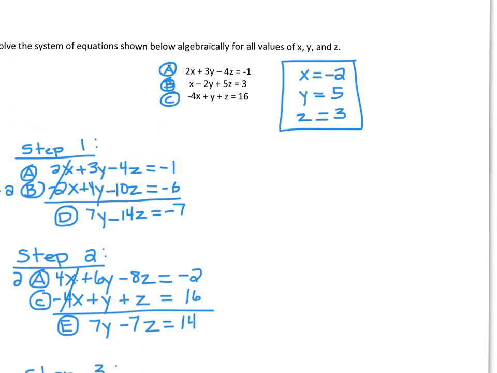All right, so now we're on step 4. In step 4, we're going to go back to either equation D or E. Because think about it: now that we know that z is 3, if we plug in a 3 for z, then we can solve for y. You can use either one of these two equations. It doesn't matter. I'm going to use equation E.